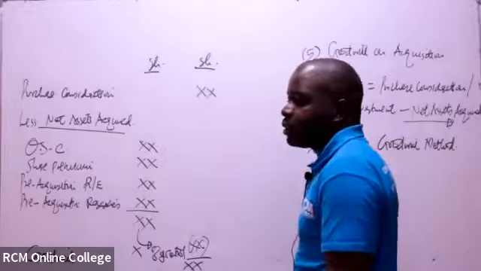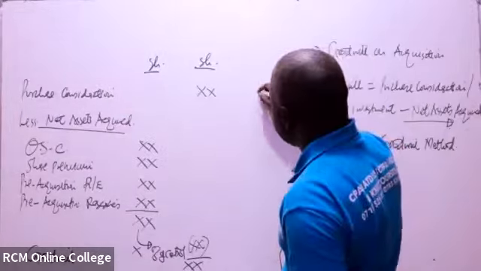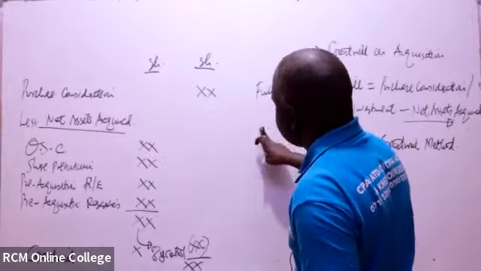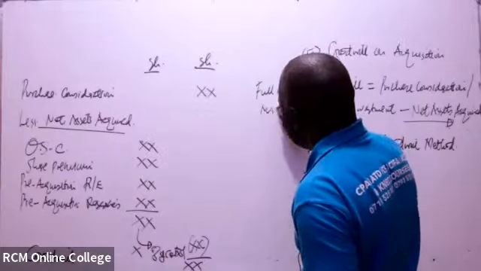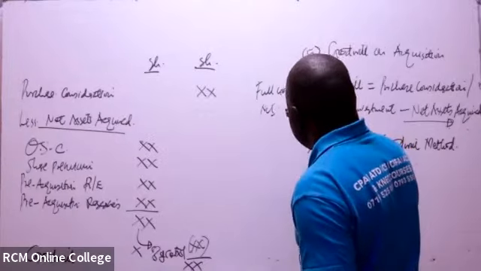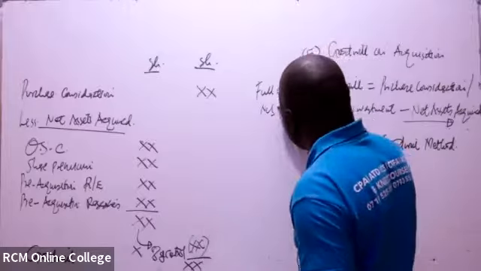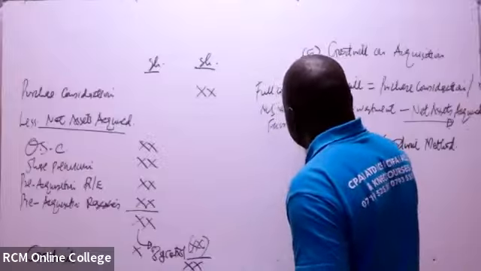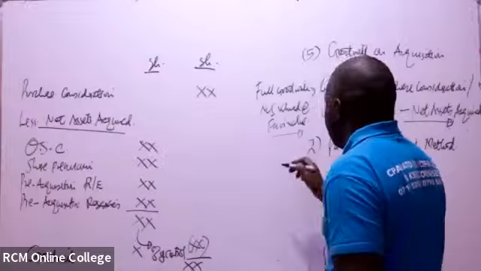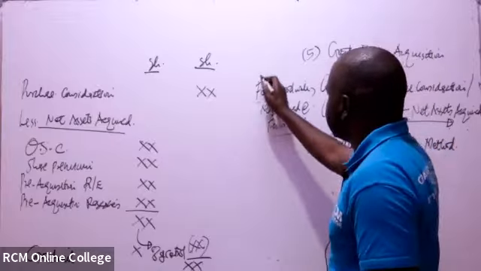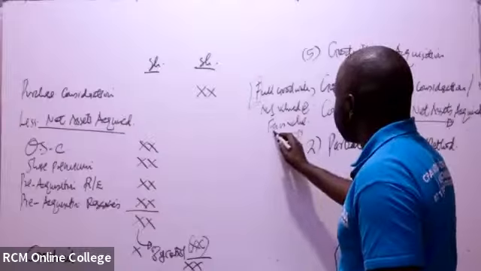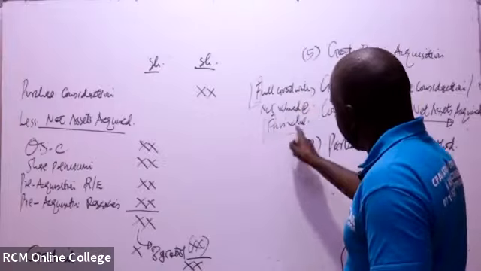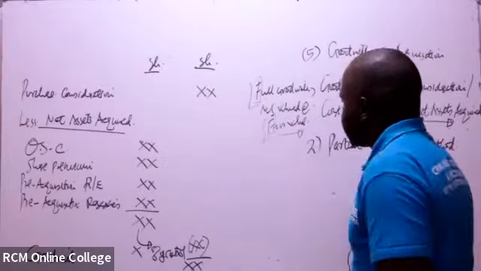Then in the addition, remember for full goodwill, I've told you in the additional information, you'll see the examiner having to say NCI was measured at a fair value. When you see this statement, don't think twice. He wants you to use the full goodwill method. So F, full fair value. He wants you to use the full goodwill. Fair value. Don't think twice.